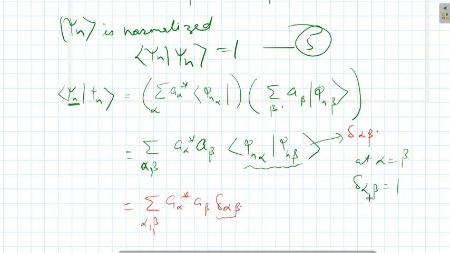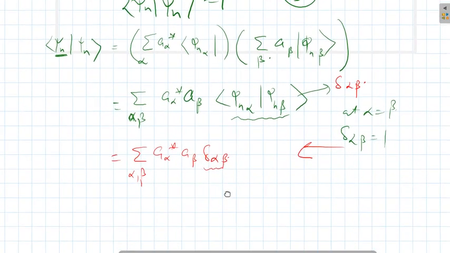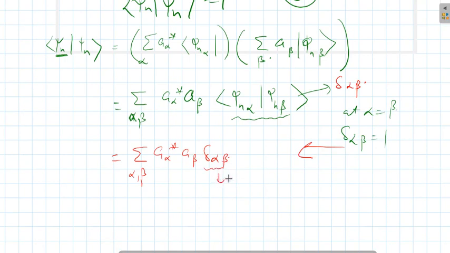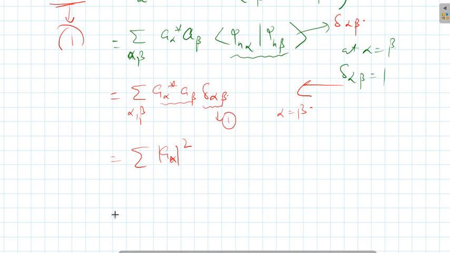And if I use this condition here, then its value will become 1 for alpha equal to beta, and this can be written as summation A alpha mod square, right? But its value is 1. So what does it mean? It means that psi n, the scalar product, must be equal to summation A alpha mod square, and it must be equal to 1.